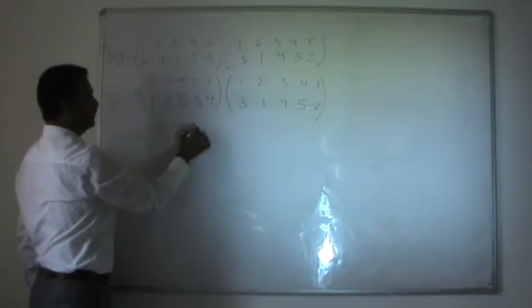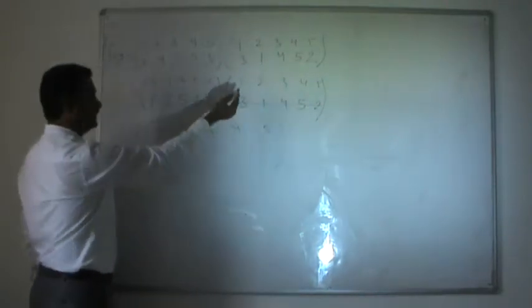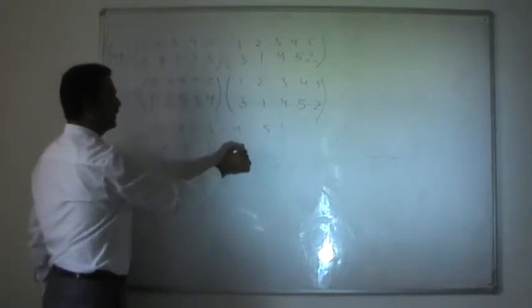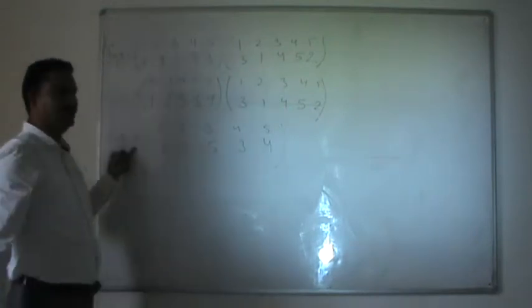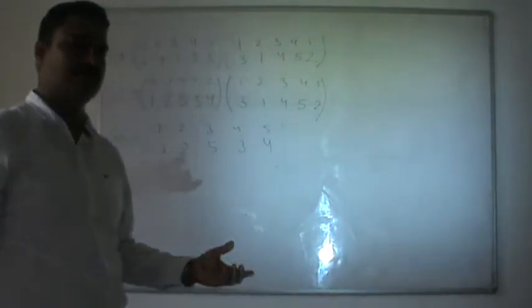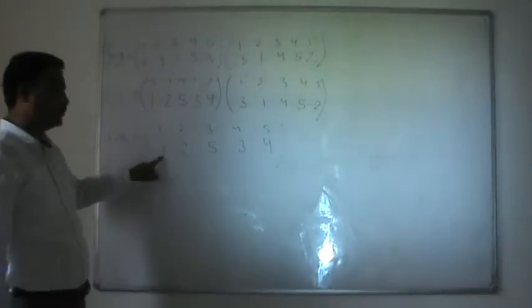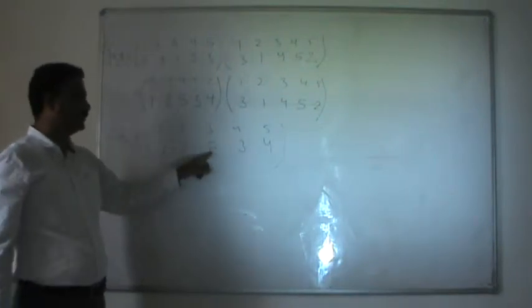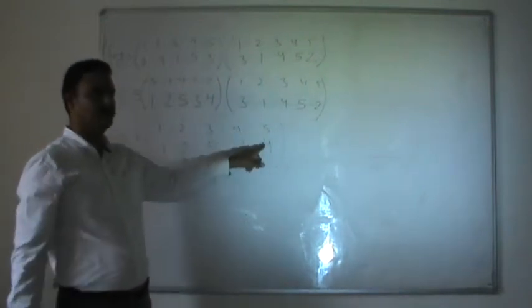Finally we get 1, 2, 3, 4, 5 as domain elements, and their respective images are 1, 2, 5, 3 and 4. This is our desired F∘G, meaning the product of both permutations F and G: F∘G of 1 goes to 1, F∘G of 2 goes to 2, F∘G of 3 goes to 5, F∘G of 4 goes to 3, and F∘G of 5 goes to 4.